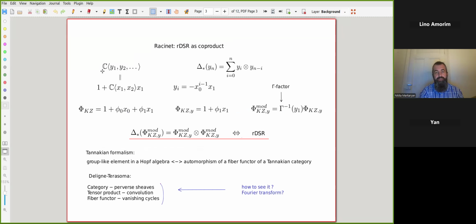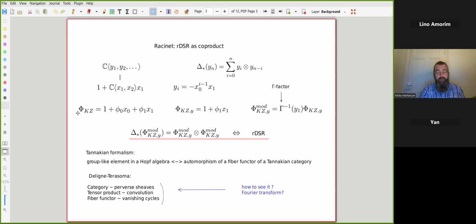So there is an algebra with free generators y1, y2, and so on. And in fact, these y's are just elements of our algebra generated by x0, x1. This is a subalgebra of this free algebra, and then we define a coproduct on this algebra this way.